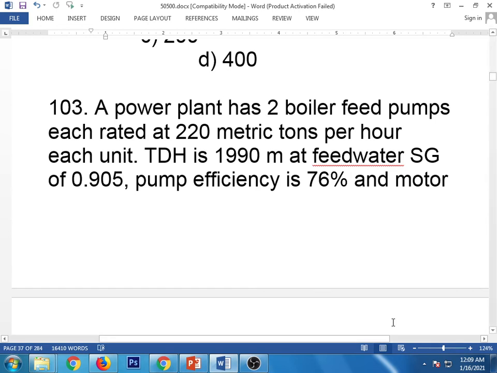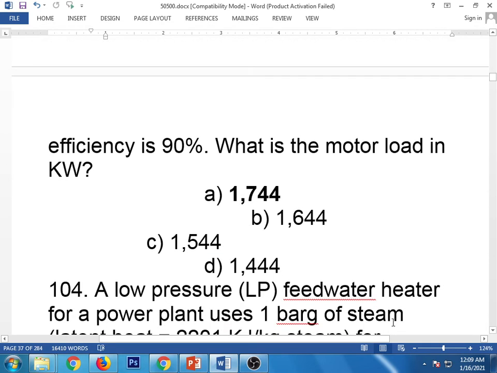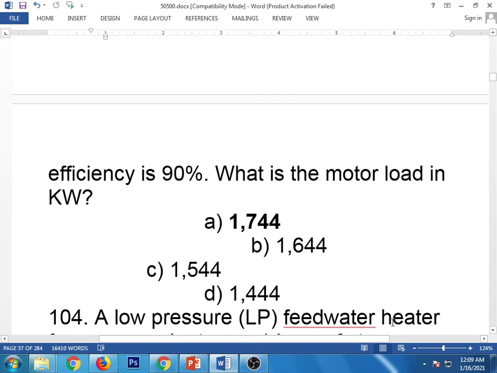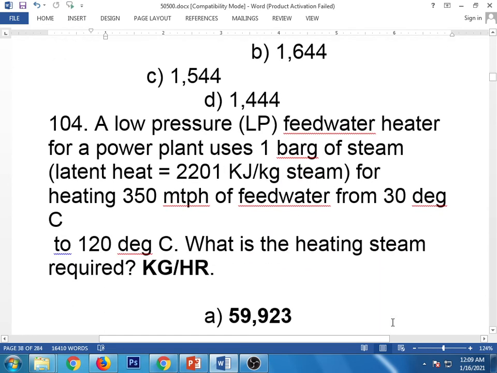A power plant has two boiler feed pumps, each rated at 220 metric tons per hour. TDH is 1,990 meters at a feed water SG of 0.905. Pump efficiency is 76% and motor efficiency is 90%. What is the motor load in kilowatts? Answer: 1,744.